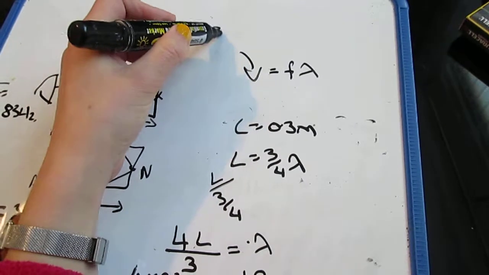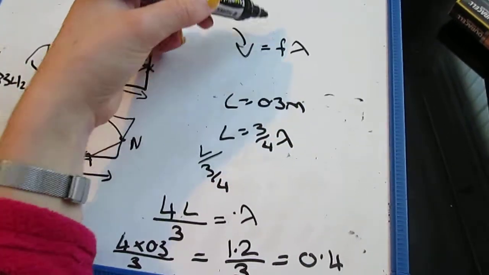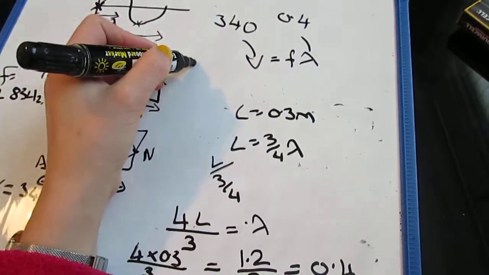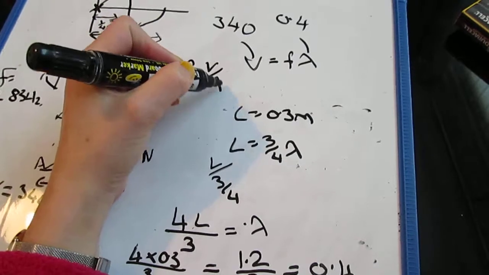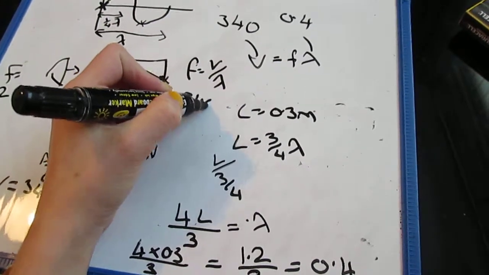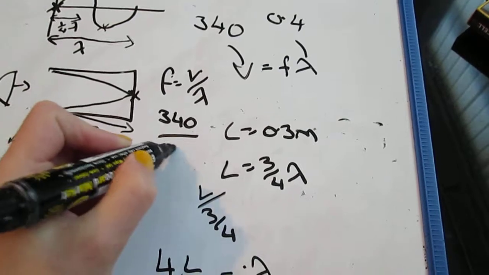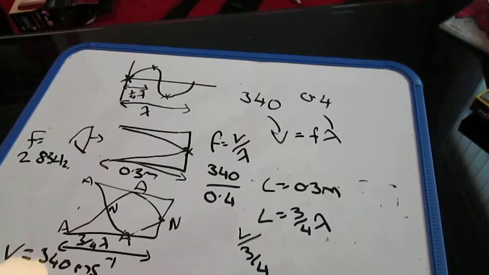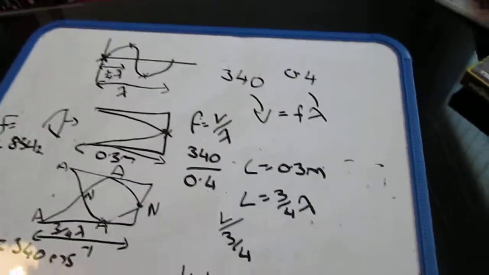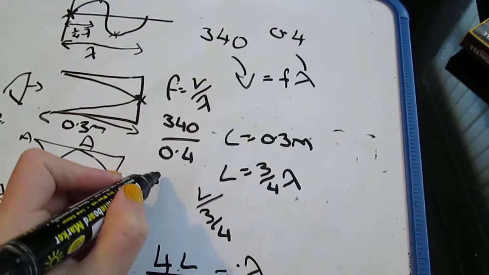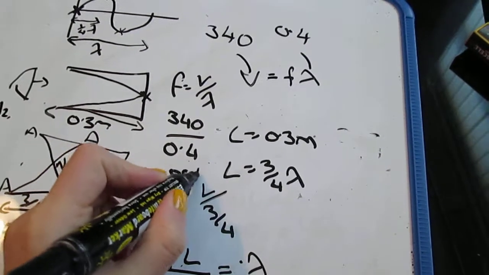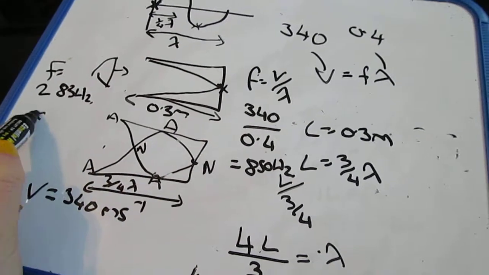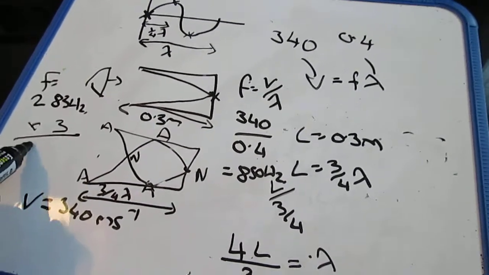So again, that is now what I'm going to put in for my wavelength. Remember, we have that it's given me in the question, 340. Our lambda is 0.4. So to find my f, f is equal to v over lambda. 340 divided by 0.4, and we should get, we just get a wee bit of a difference here of 850 hertz. And as we said from the previous one, when you multiply that by 3, that gets you 849.